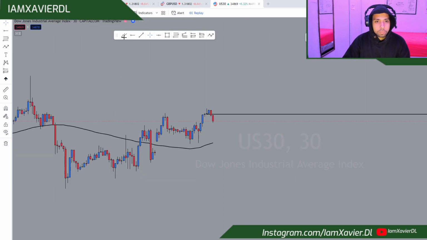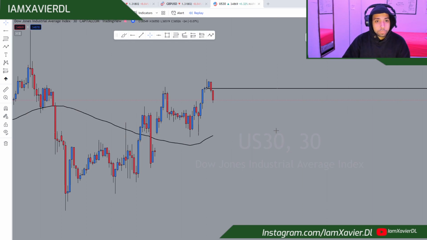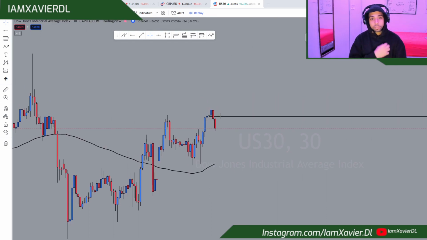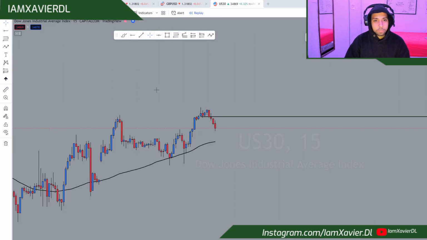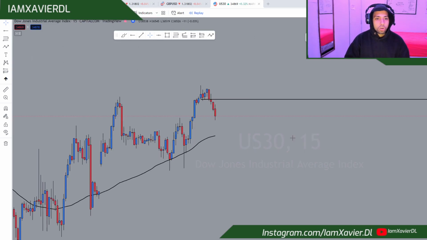So let's go 30-minute. 30-minute, same story. Look, same story. Bearish engulfing candle, right? Sellers are now in control of the market. It's a great opportunity to take a trade. What else? Let's go down to the 15-minute. Same thing. It's the same story all around.